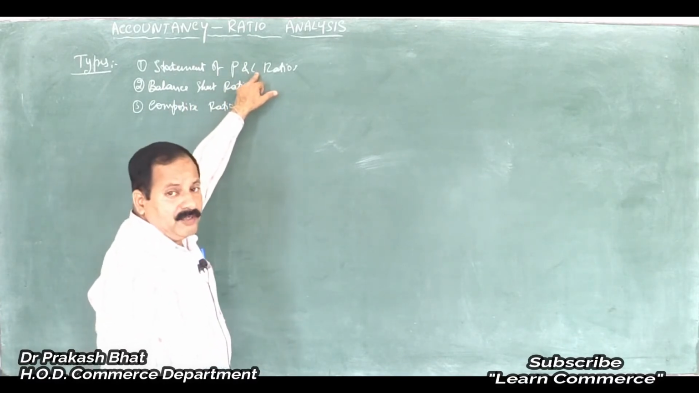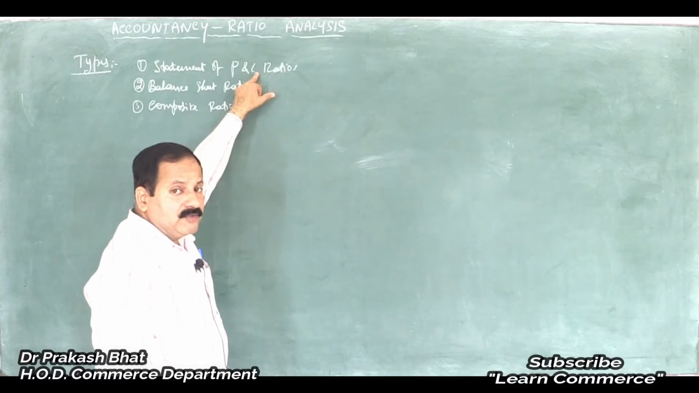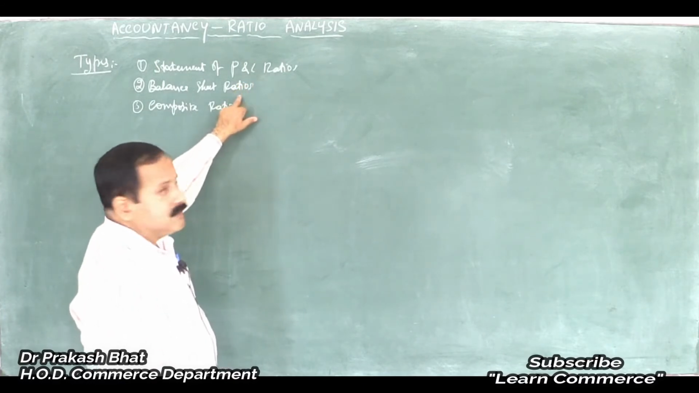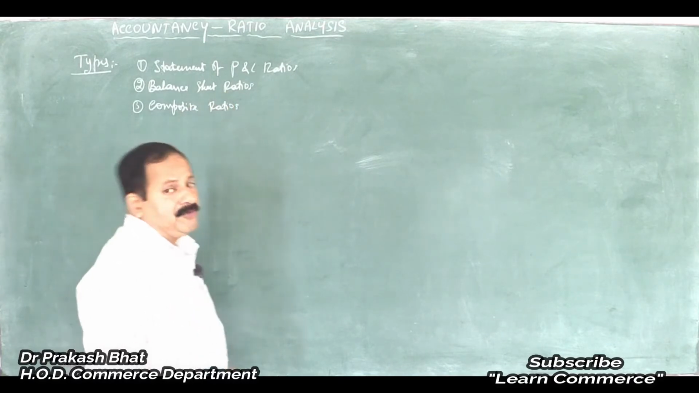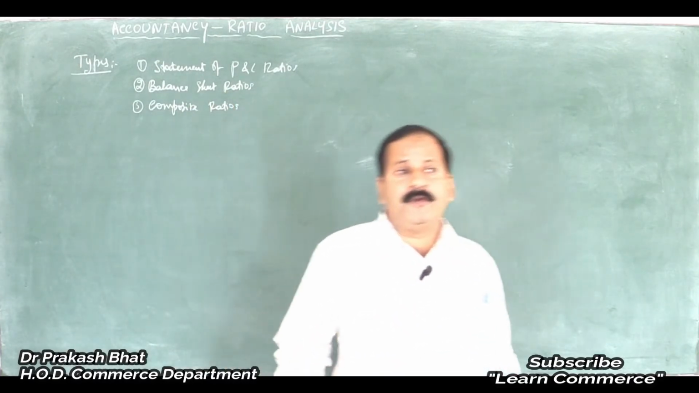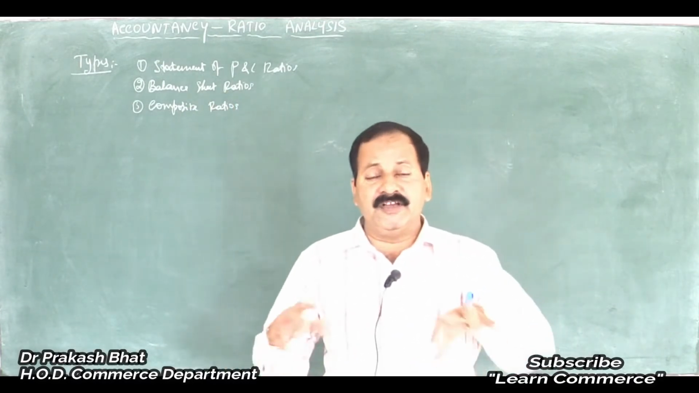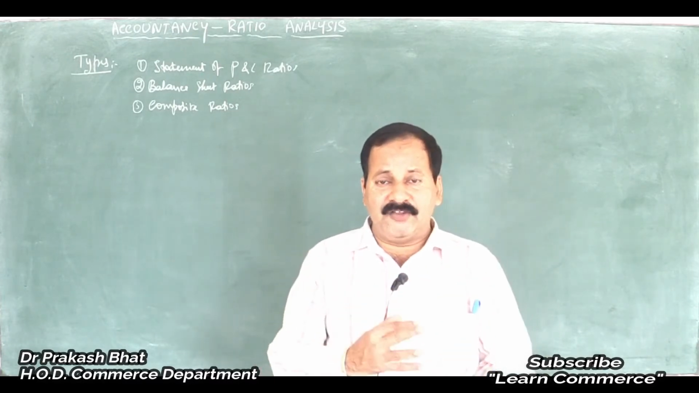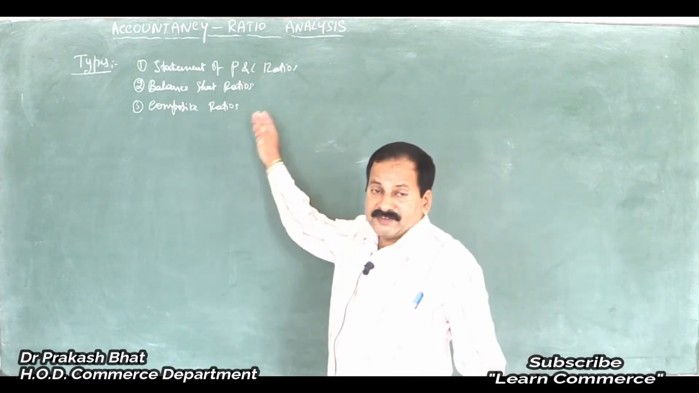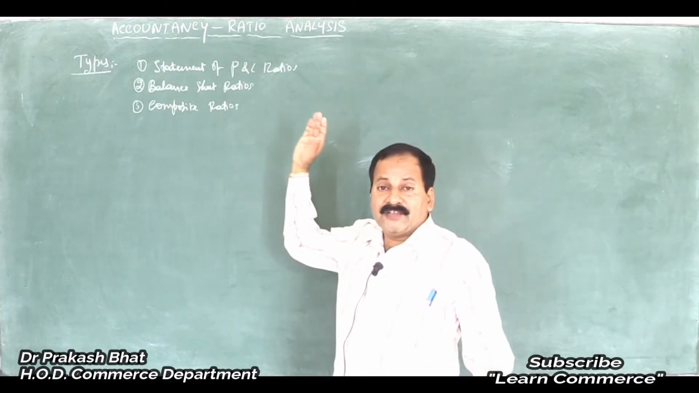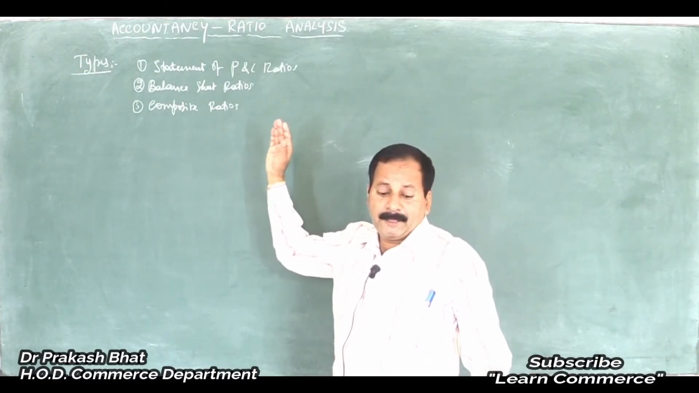Here we take the figures of the statement of profit and loss only, and here we take the figures of the balance sheet only to calculate the ratios. When both are clubbed together, the figures of the statement of profit and loss and the balance sheet are compared, then it is called composite ratios. This is the traditional classification of ratios, friends.